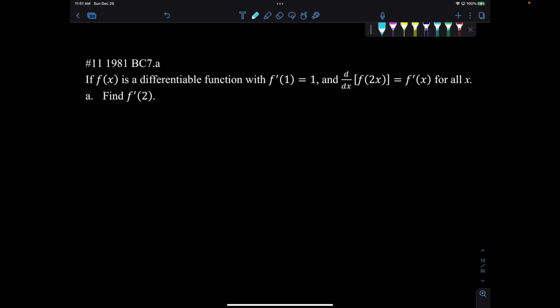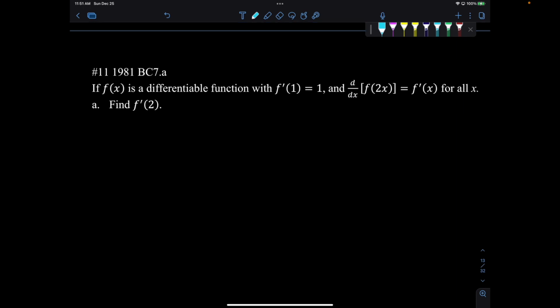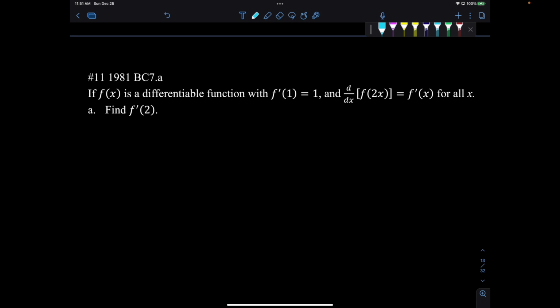F is a differentiable function with f of 1 equals 1, and d dx of f of 2x equals f prime of x for all x. Find f prime of 2. I don't know, I just thought it looked neat. So d dx of f of 2x is going to be f prime of 2x times 2.